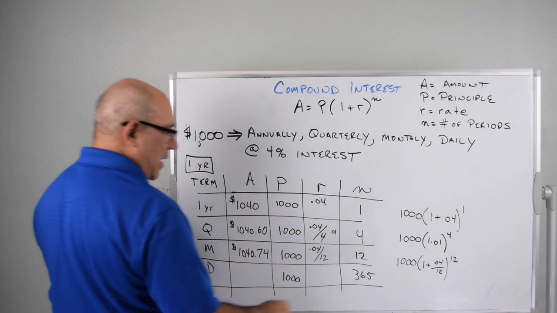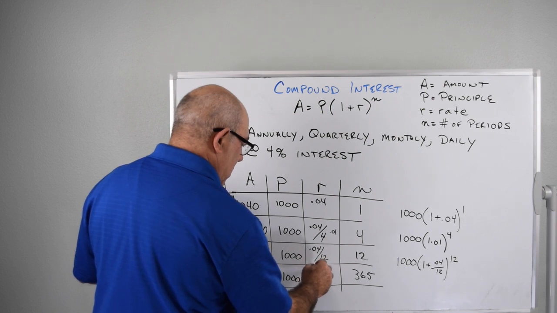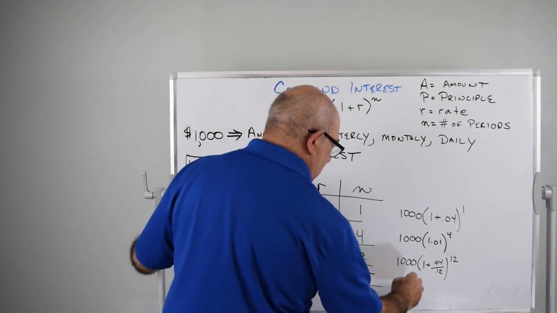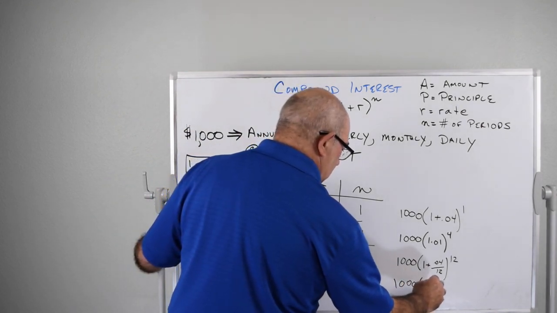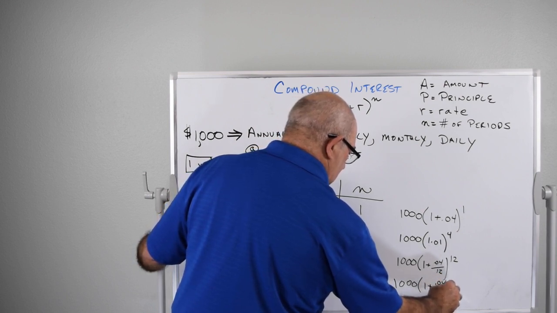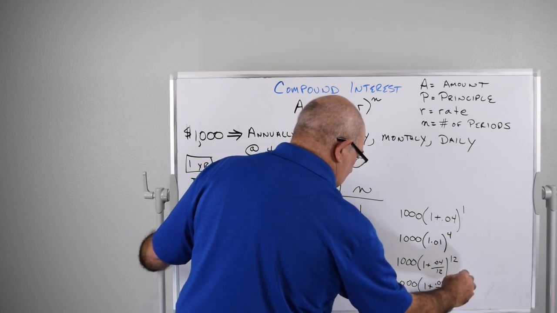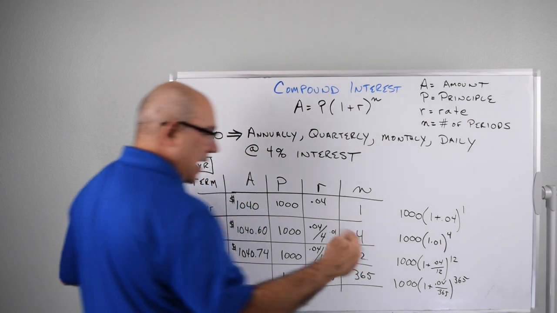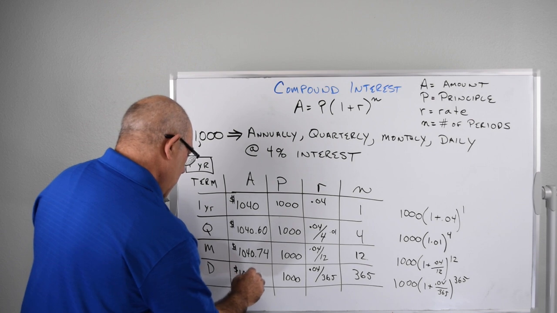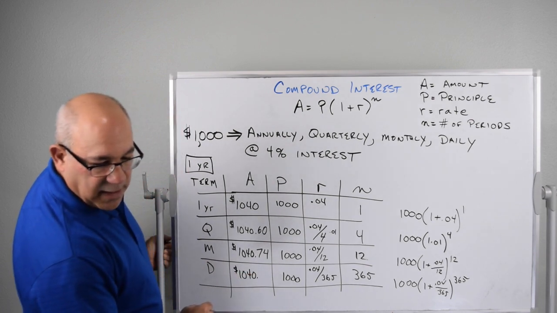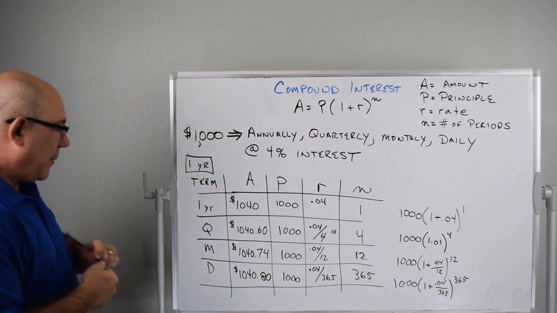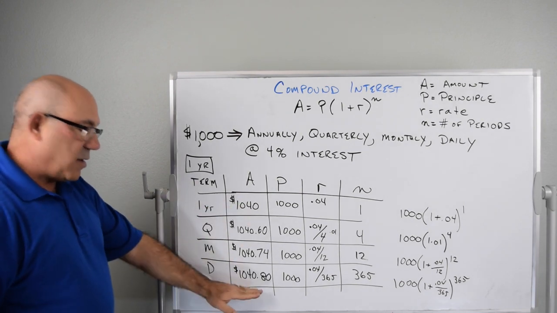Then if you go to the daily, now we have to take this rate and divide it by 365, and the formula becomes 1,000 times 1 plus 0.04 divided by 365, but we're going to raise that to the 365th power because every day we're compounding. And that's going to come out to be 1,040.8. Okay, so you can see by compounding more often, you get a better return.